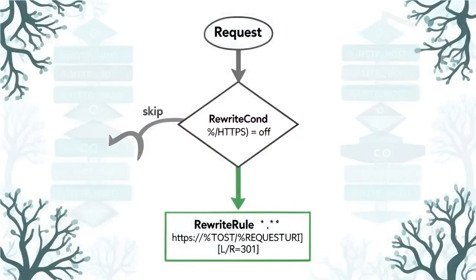RewriteCond lets you gate a rewrite rule on an extra condition, typically a server variable, request header, or environment value. The rule only fires when the condition matches. You can stack multiple RewriteCond lines. By default, all must match, creating a precise filter between the request and the rewrite.